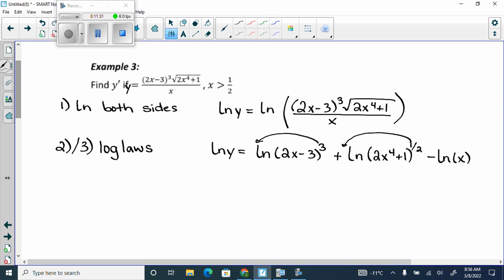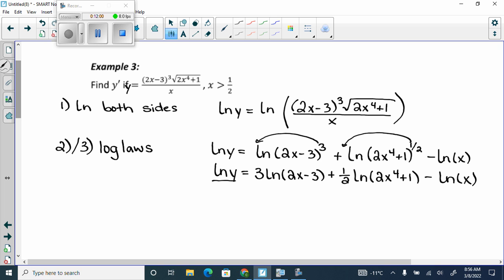So that's step 3. ln y equals 3 ln (2x - 3) plus a half ln (2x^4 + 1) minus ln x. And now I just do derivatives. Now I have it in a form of a whole bunch of what we just did. There's just 4 of them now. 4 separate ln derivatives. If you look at it that way, it's not hard. So let's look at this one first.